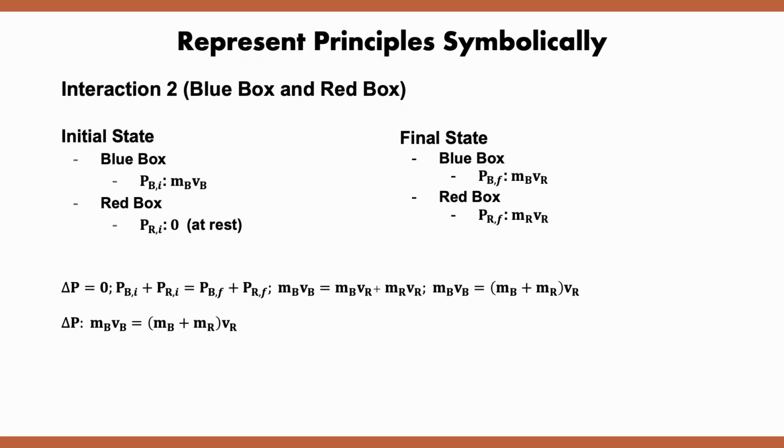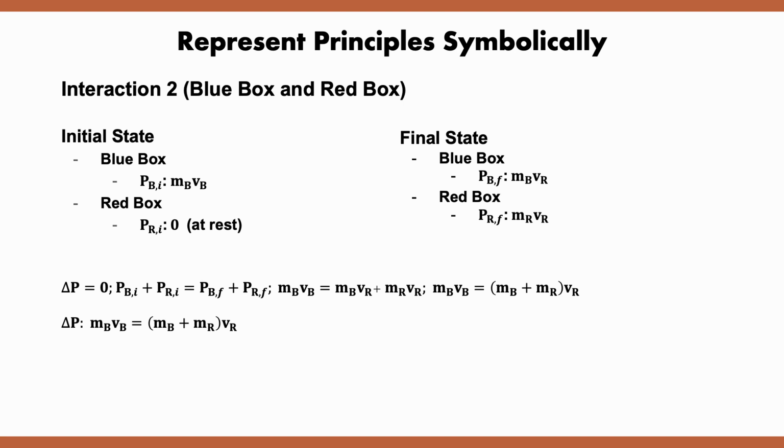We can also model interaction 2 with equations. Initially, the blue box is moving and has momentum of pbi equals mb times vb, where mb is the mass of the blue box and vb is its velocity. The red box is at rest, so its velocity is zero, meaning it does not have momentum.